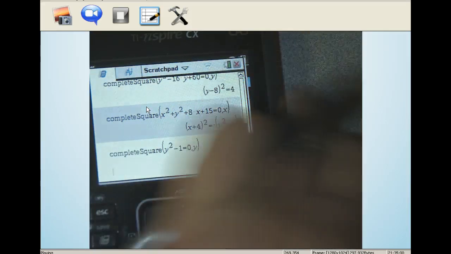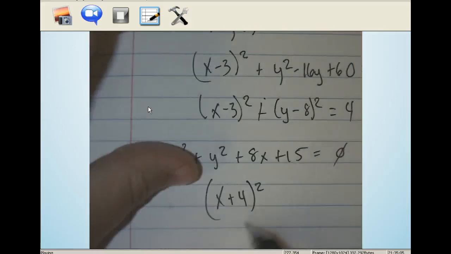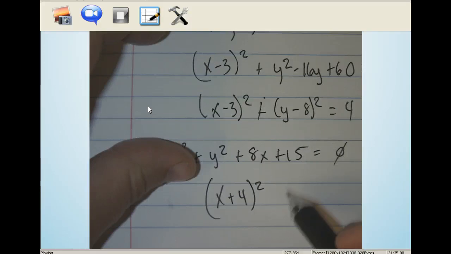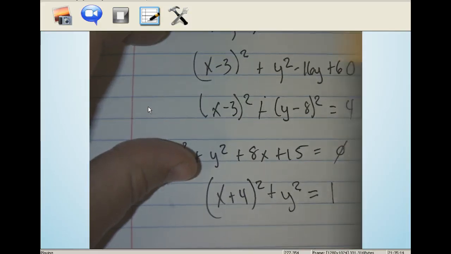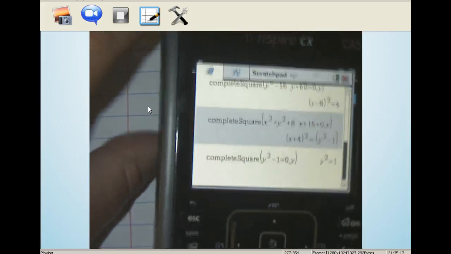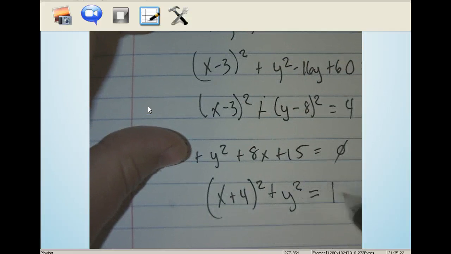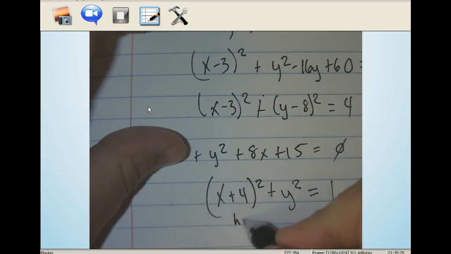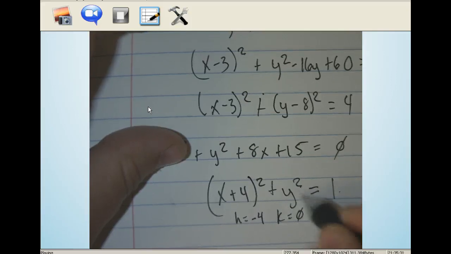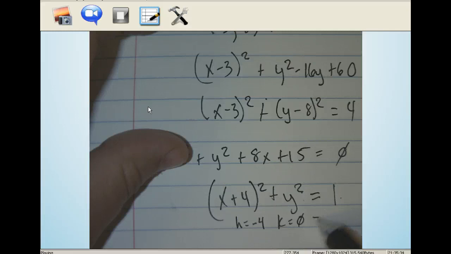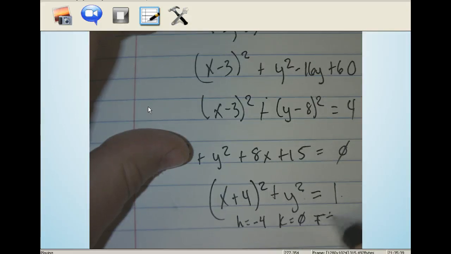So what that tells me is I've got x plus 4. Let's go back to the factored form. X plus 4 squared, and then I've got plus y squared equals 1. That comes from here. There's that y squared equals 1. So now I think of h, k, and the radius. The h here is going to be negative 4. K here is going to be 0. There's nothing there with the y squared, right? And then the square root of 1 for our radius means the radius is equal to 1.